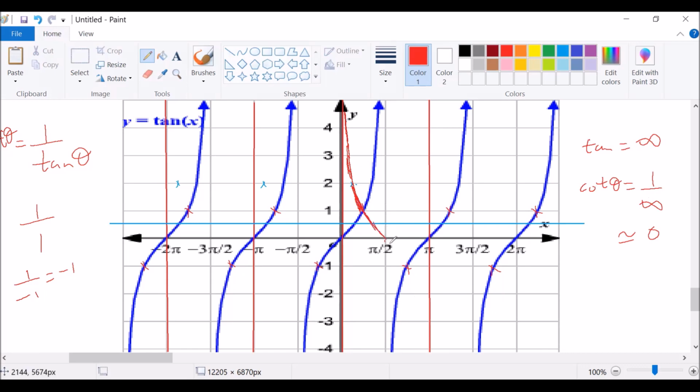Then it continues again to that point and approaches the cotan asymptote. So it will go on like that and like that. Since the cycle of the tan graph is 180, the cycle of the cotan graph is also 180. So this will start repeating.